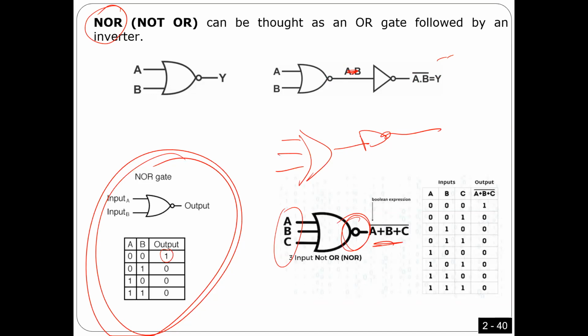So how does this one work? Very simple. The only way to get 0 here is when the 3 inputs are zeros. This is the only way, right? And that means the only way I get 1 here is when the 3 inputs are zeros. Anything else is 0. Any questions?